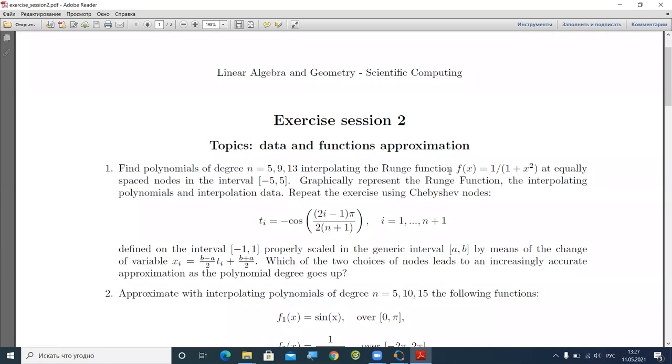Okay, so we have this function, just a function. First of all, consider equally spaced nodes in the interval minus 5 and 5, and then graphically represent this function, interpolating polynomials and interpolating data for degree n is 5, 9, and 30. Okay, let's begin.